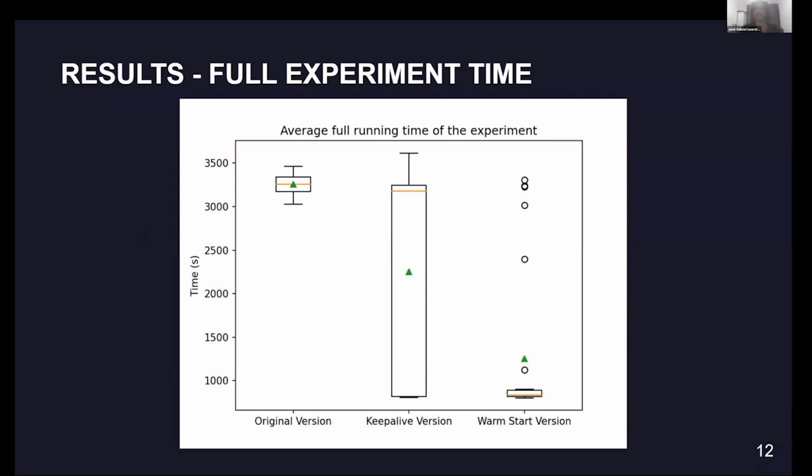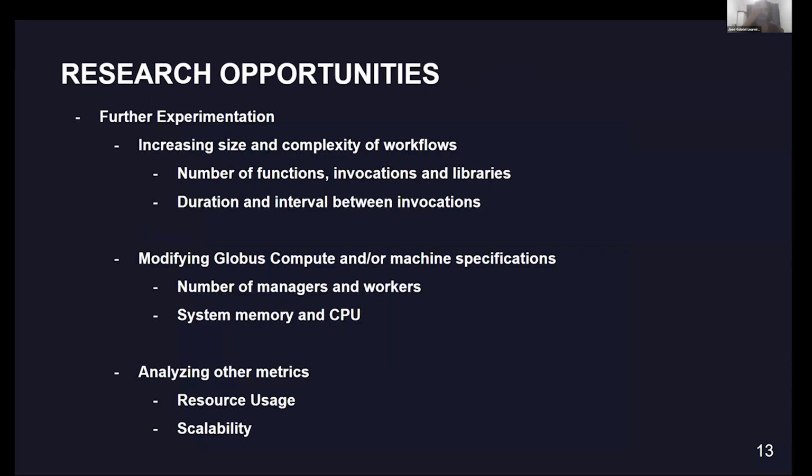But of course, this experiment was somewhat short. We had few runs, and we had slow machines and not many functions, libraries, etc. So of course we need some better experiments to be able to make any affirmations regarding the improvements. So that's, I think, the most valuable research opportunity: to try to do further experimentation.